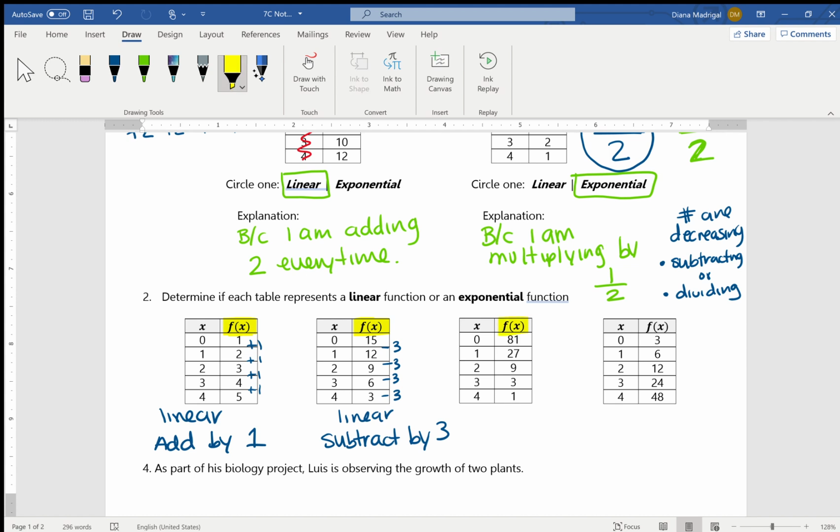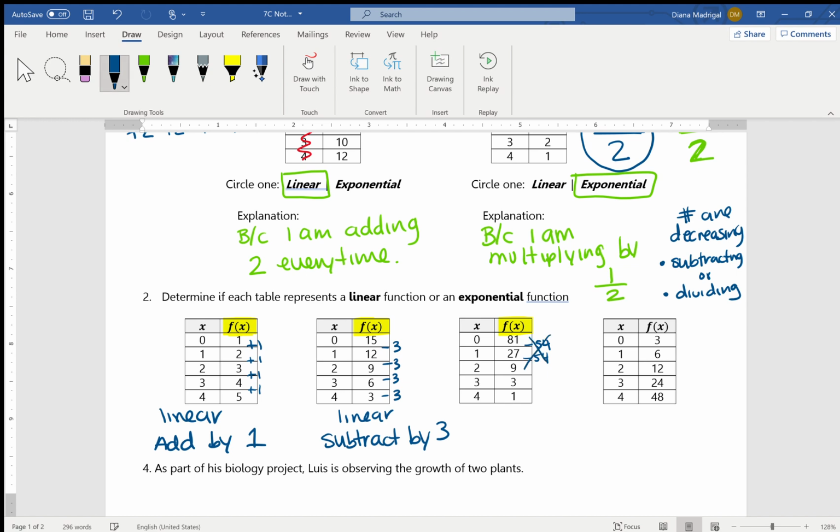Okay, the next one. Again, we're looking at the numbers of f of x: 81, 27, 9, 3, and 1. The numbers are going down, so I'm either going to be subtracting or dividing. Again, let's try subtracting. To figure out what number we're subtracting, I subtract the first two numbers. That gives me 54. 81 minus 54 gives me 27. Let's try the next one. I have to get 9. 27 minus 54 is going to give me a negative number. So I am not going to be subtracting.